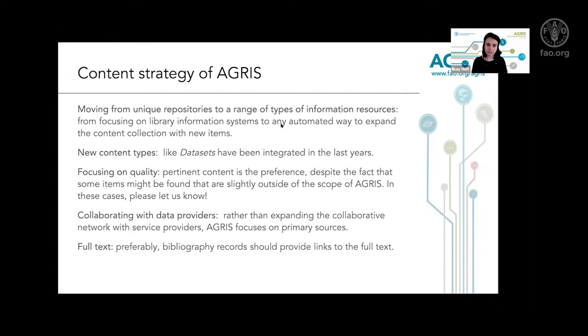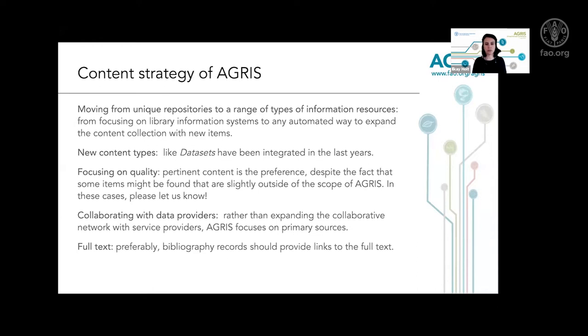About the quality and the scope of AGRIS, we try to stay aligned with FAO's areas of interest. The permanent content is the priority, and even if some items might be found that are slightly outside the scope of AGRIS, that is also okay. But if you see any of these off-topic items that shouldn't be in the scope of AGRIS or in the database, we are always happy to hear from you, because this is just an ongoing improvement we always do about the content.